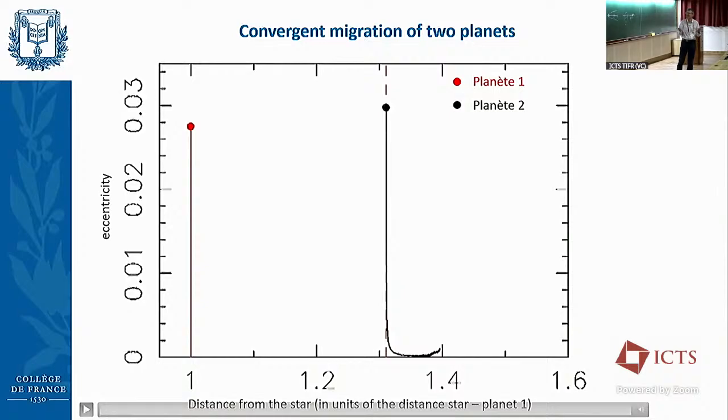So my goal is to explain what happens. This is called capturing resonance, because this dashed line where all the action happens is actually a resonance. In this case, the 3:2 resonance, which occurs when the period of the outer planet is 3/2 times the period of the inner planet.